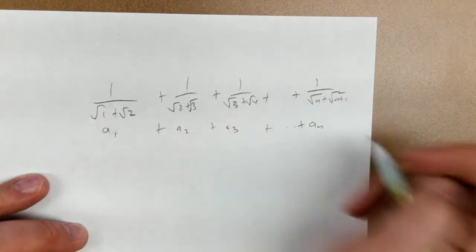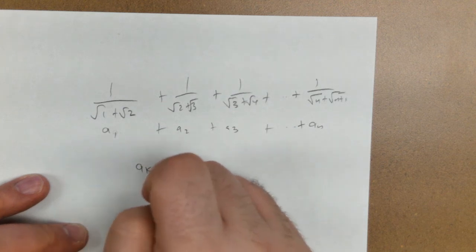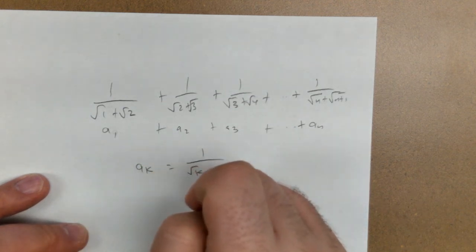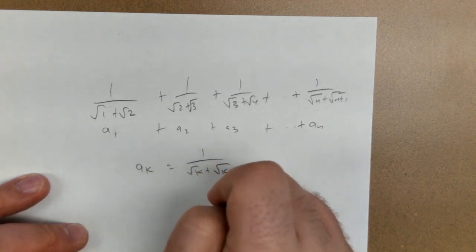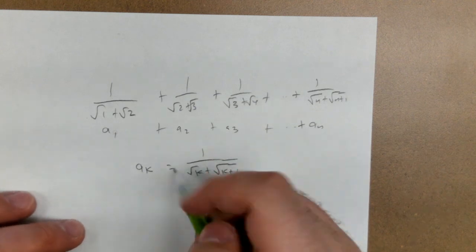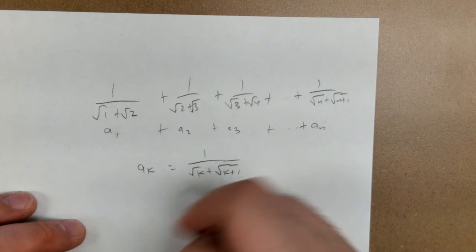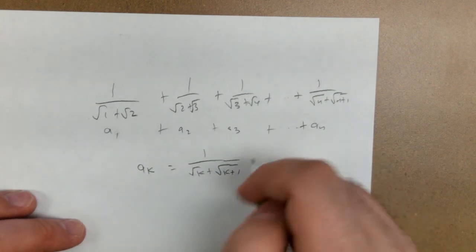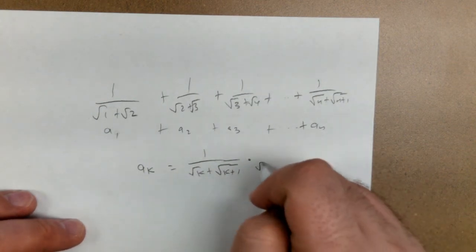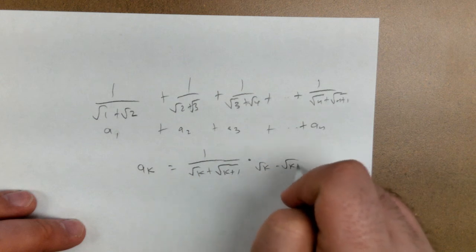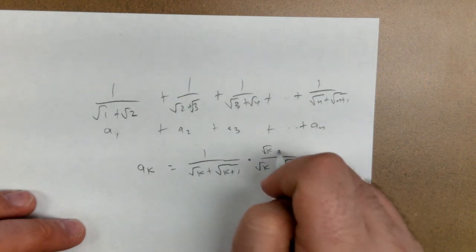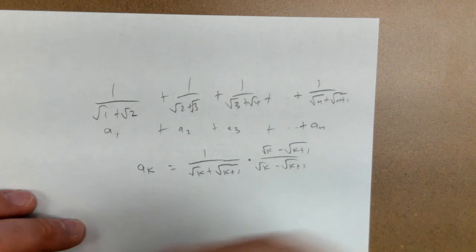Usually if we're already using n, then we're going to say ak is this expression. Why we use k and n, I don't know. My point is to use a different letter, just so you don't get confused. So that's just an arbitrary term. k is between 1 and n. And let's rationalize the denominator. So do subtraction here. And hope this turns out well.